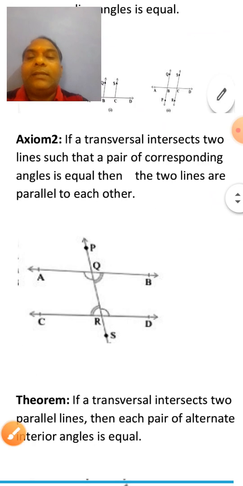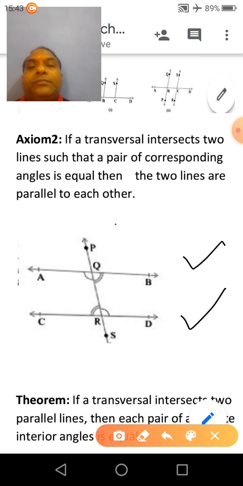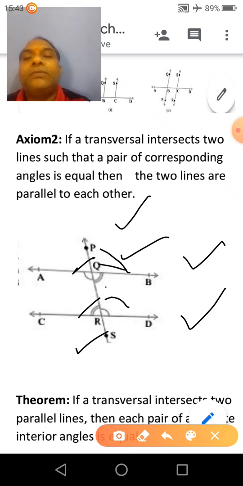See here, for example, in this figure, two lines are AB and CD. A transversal line PS intersecting these two lines at the points Q and R. Clear? So according to this axiom, if a pair of corresponding angles is equal, means this angle is equal to this one, or this angle is equal to this one. Clear?